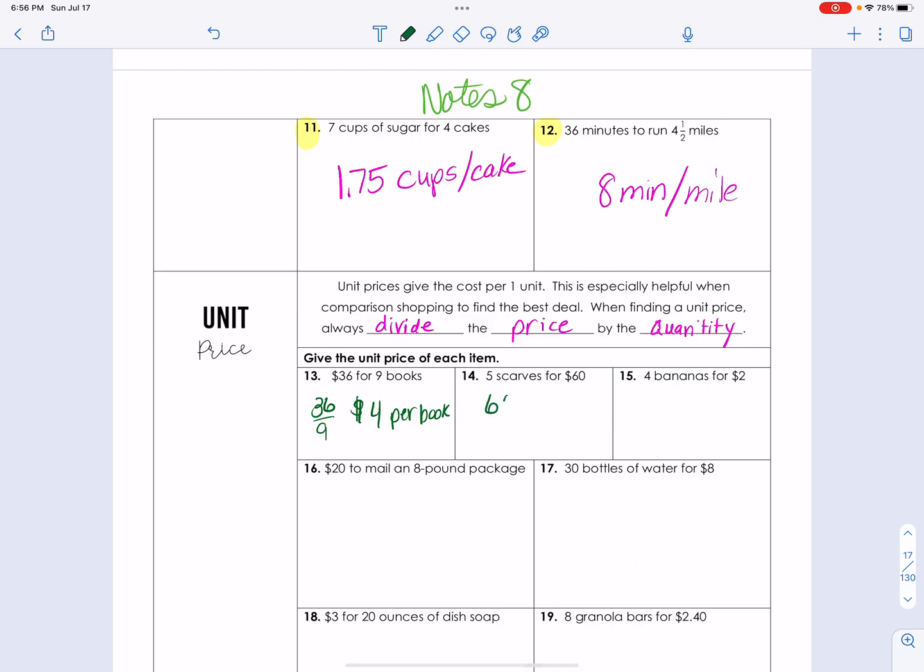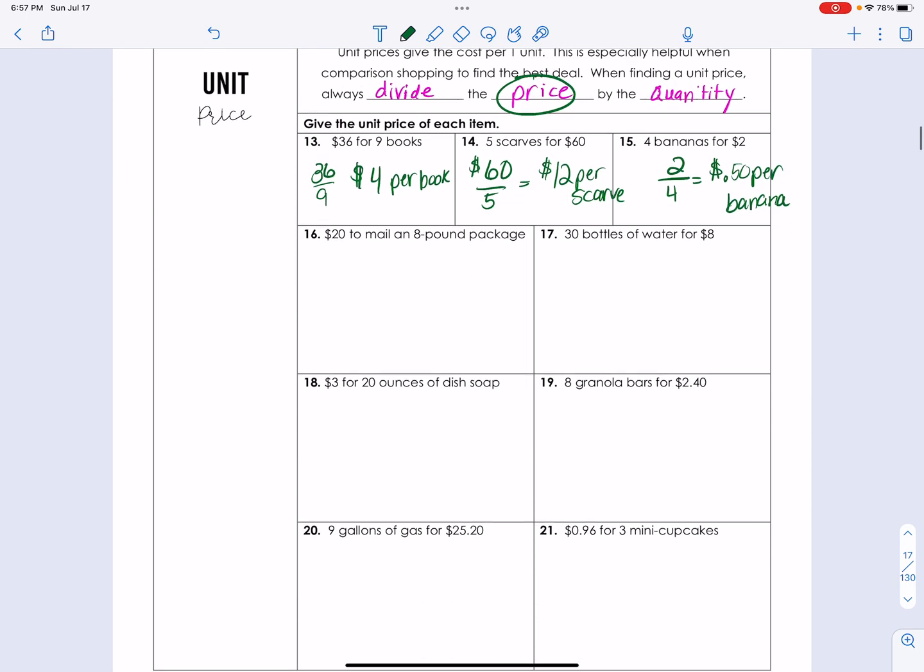Okay, and you're doing 60 divided by 5 because there's 5 scarves. It doesn't matter the order. You always put the price on the top. So this is $12 per scarf. Always put the price on the top. $2 for 4 bananas. So your answer is 50 cents, 0.50 per banana. Always the price goes on the top.